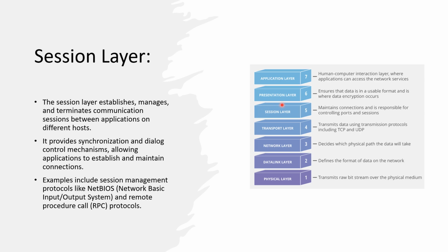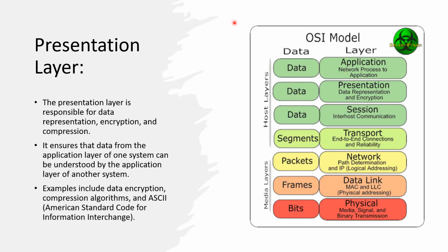Okay, now let's continue with presentation layer. Sixth one, presentation layer. The presentation layer is responsible for data representation, encryption, and compression. It ensures that data from the application layer of one system can be understood by the application layer of another system. Examples include data encryption, compression algorithms, and ASCII, American Standard Code for Information Interchange.